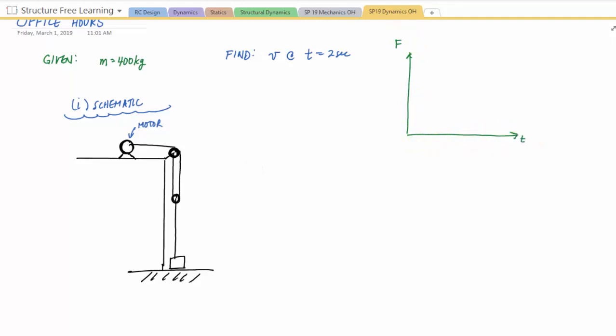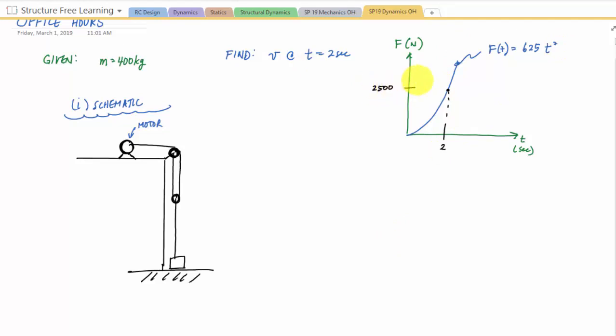It looks like a parabola like this, and it has a function here. F as a function of time is 625 t squared. The force is in newtons, and the time is in seconds. At 2 seconds, if I plug in, 625 times 4 is 2,500 newtons.